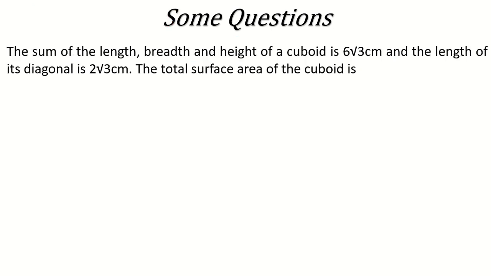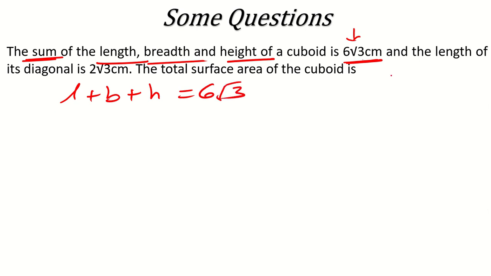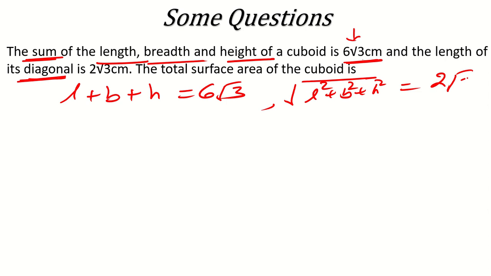Okay, now next: the sum of the length, width and height of a cuboid is 6 root 3 centimeter. You see, they say sum, don't get confused. It is not the length, width and height, it is the sum. So L plus B plus H is equal to 6 root 3, and the length of the diagonal, I told you the formula and here is the application, is square root of L square plus B square plus H square, equal to 2 root 3.